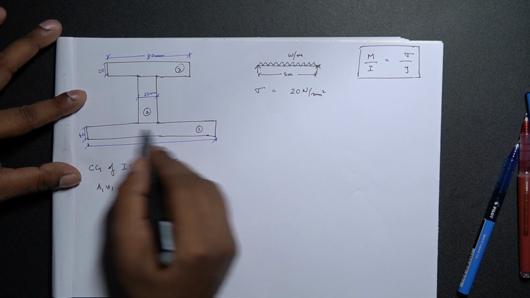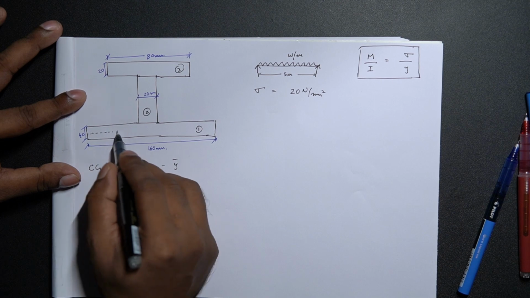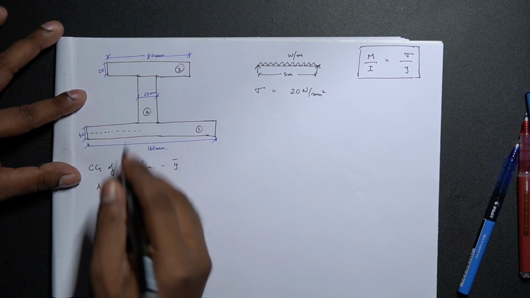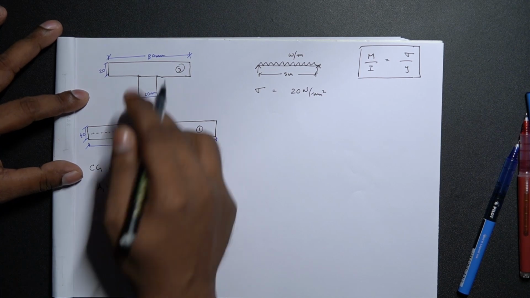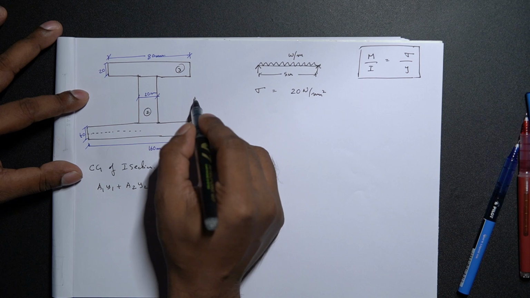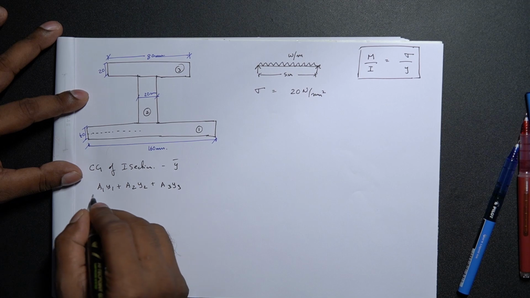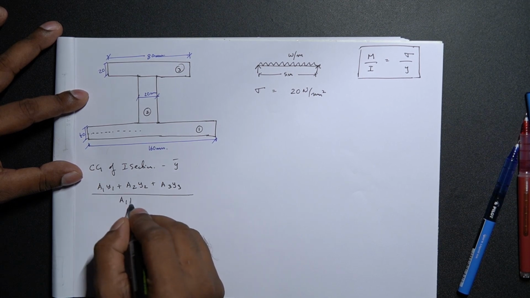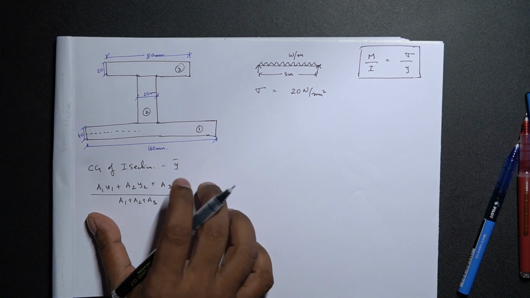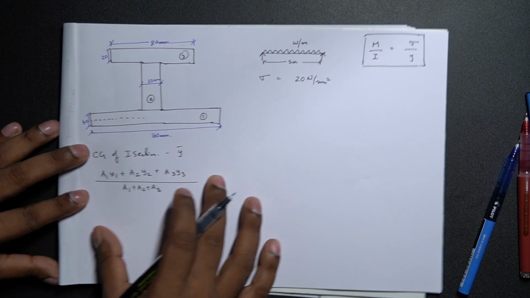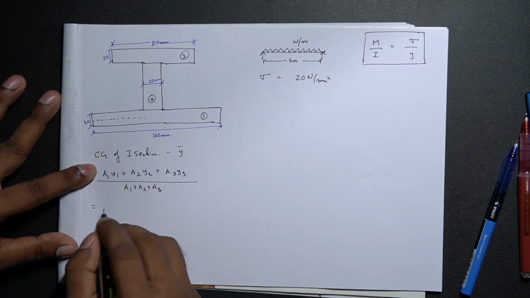So the center of gravity of this rectangular section is 40 by 2, which will be over here. This is the center of gravity of section 1. Similarly, for the second section, it is A2 Y2, where Y2 would be exactly at the center, and similarly for the third, it is A3 Y3, divided by all the areas combined. On solving this, this will give us the center of gravity of the entire asymmetrical I section.